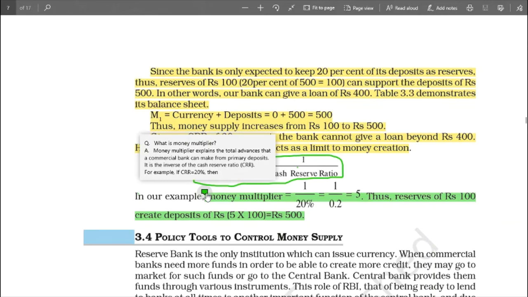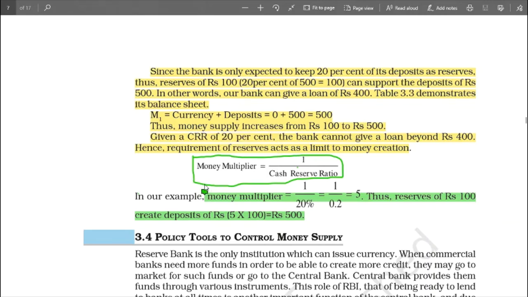Money multiplier helps us to understand that if you know the CRR, up to what extent can a bank give loans? Okay, so the multiplier is the inverse of the CRR. So in our example, the money multiplier is equal to 1 by CRR. CRR is 20%, so that's why the multiplier is 5. Thus, what do you mean by 5? It means that if you have deposits of 100, which is the reserve of 100, it can create deposits of 5 into 100, 500.